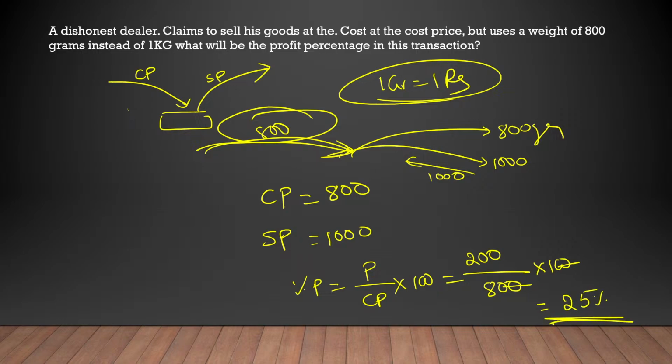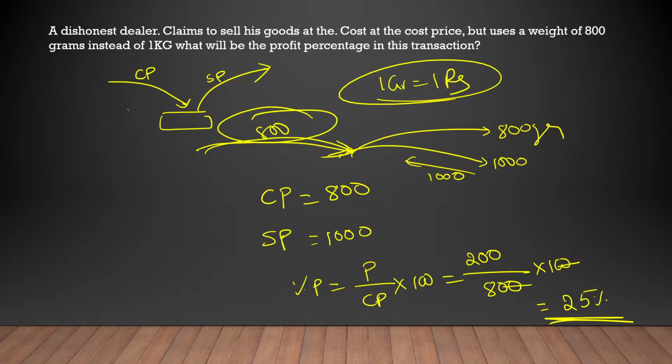25%. That's going to be your profit percentage here. You just need to find out how much money you are getting and how much money you are spending on that one. Whatever amount you are spending, that is going to be your cost price. The amount you are getting back from the customer is going to be your selling price. Just find out cost price and selling price, and you will get your profit percentage.